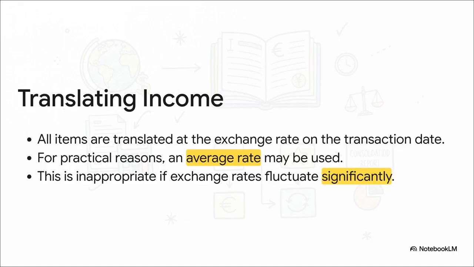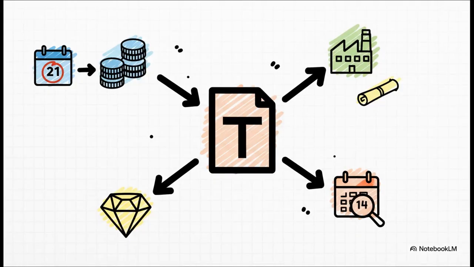We can use an average rate for the period, but there's a huge warning label here. If exchange rates are jumping all over the place, that average rate is no longer a fair representation, and you can't use it. Now the balance sheet, this is where it gets a little more interesting. It's not a one-size-fits-all approach. We have to separate the items.